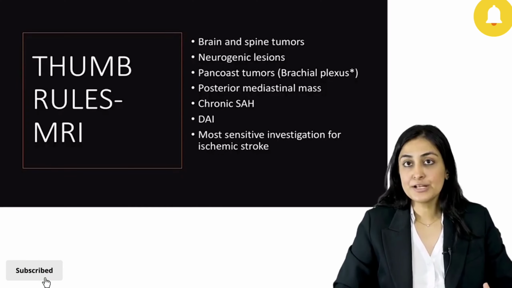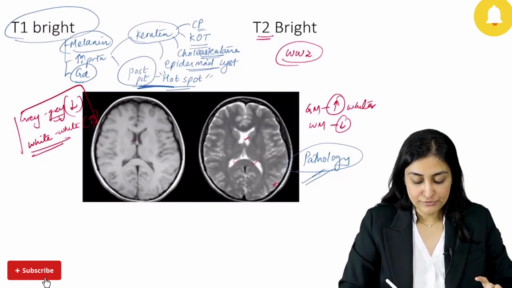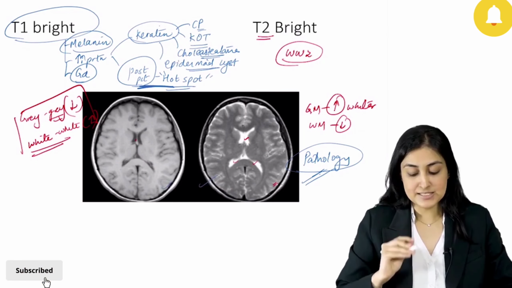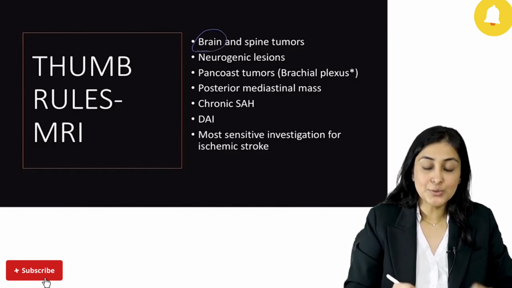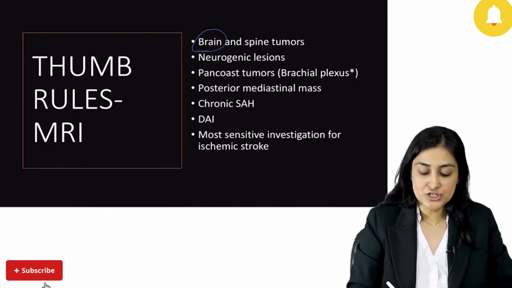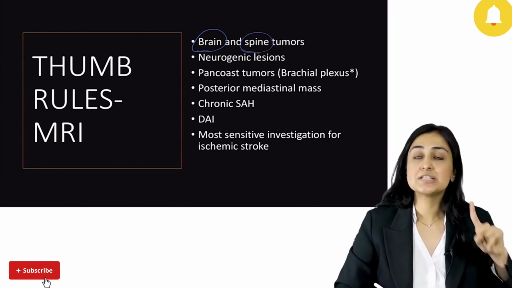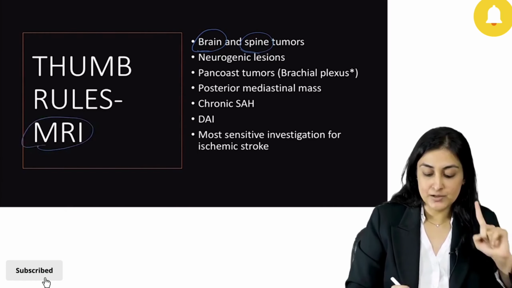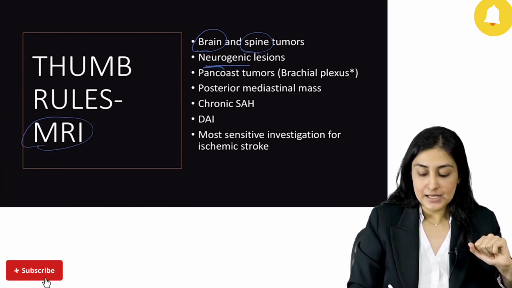Coming to the thumb rules for MRI. Remember, MRI has a much better soft tissue resolution. Do you see the soft tissue contrast resolution? It's much better than CT. So anything that I want to evaluate in the brain, any brain pathology or any spine or any nerve pathology, anything to do with the central and peripheral nervous system, my answer will be MR. Alright, so brain tumor, spine tumor, nerve tumors, MR.